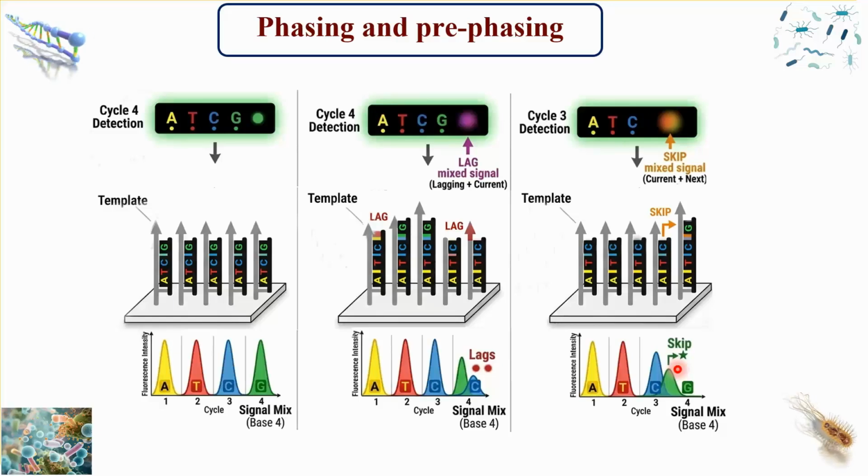What does this cause? It leads to mixed signals because different strands in the same cluster are now incorporating bases at slightly different times. To correct this, the system uses correction algorithms. These algorithms deconvolute overlapping signals and separate the true signal from noise. As a result, they improve the accuracy of base calls, especially in later cycles.